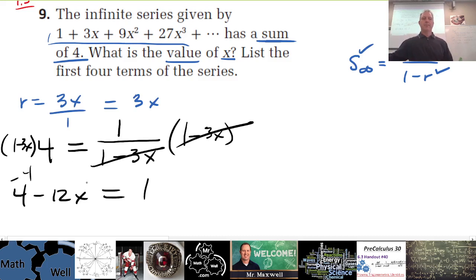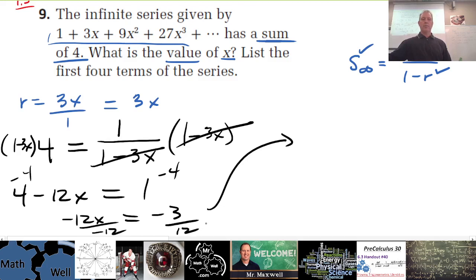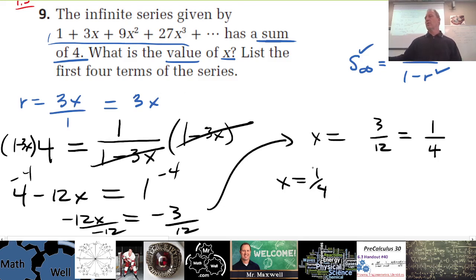Good. Let's subtract 4 from both sides. Negative 12x equals negative 3. And then over here, I'm going to divide both sides by negative 12. And x is then going to be equal to negative 3 over negative 12, or just 3 over 12, which reduces to 1 over 4. So x is 1/4. Awesome. We need x to be less than 1/3, we said, in order for this to be a convergent series that has a sum. So 1/4 is less than 1/3. We're looking like we're probably getting the right answer here.